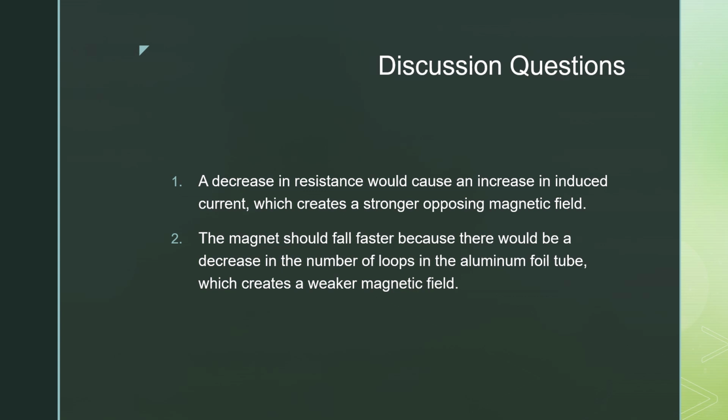Here are my answers to the two what-if discussion questions. First, lower resistance in the tube increases induced current, strengthening the opposing field and slowing the magnet further. Next, fewer loops in the tube weaken the field, letting the magnet fall faster. Both of these answers align with Faraday's and Lenz's laws, demonstrating how material properties and geometry shape magnetic damping.